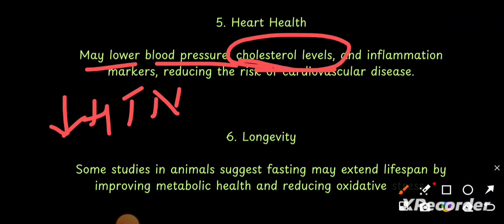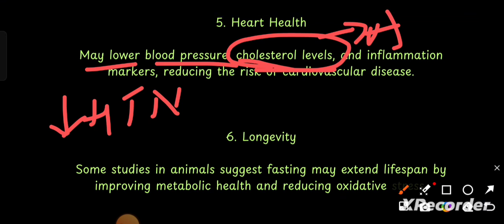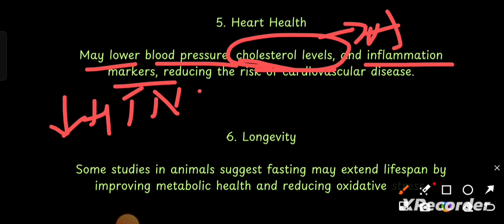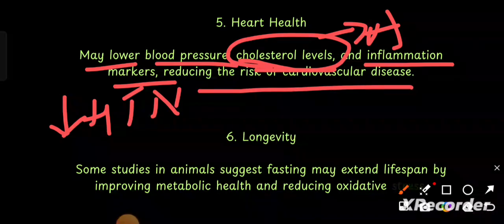By reducing cholesterol levels, it can also reduce atherosclerosis and stroke. Heart stroke can also be reduced. It also reduces the level of inflammatory markers and the risk of cardiovascular diseases. So by doing intermittent fasting, there are a lot more benefits, like reduction of blood pressure, cholesterol levels, and inflammation markers.